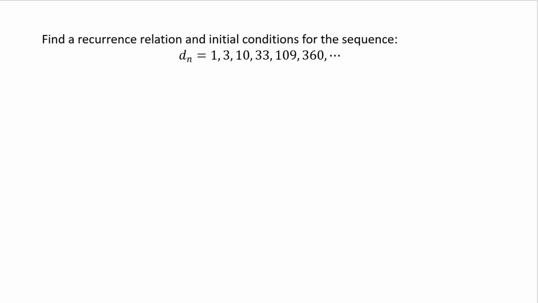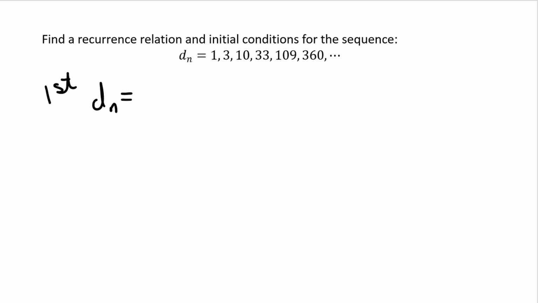Find a recurrence relation and initial conditions for the sequence D sub n equals 1, 3, 10, 33, 109, 360. A recurrence relation, we're looking at something more like a Fibonacci sequence. We need to refer back to some initial terms. This always takes me a few attempts to get there. So my first attempt, which will be wrong, right?